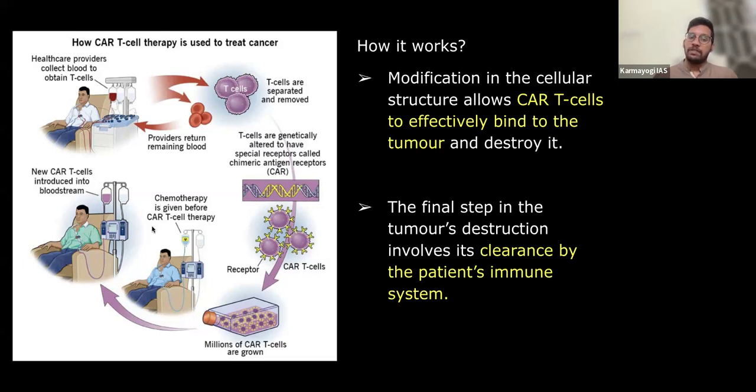Chemotherapy is given before CAR T cells. So this is also one more condition: the proper medication or some blood transfusion, whatever is required in chemotherapy. We do the chemotherapy, and then CAR T cells are transferred. New CAR T cells are introduced into the bloodstream, right? After adding this protein, as this protein has the capacity to kill the cells which are not required for our human body, those cells are all destroyed and the cancer is cured.